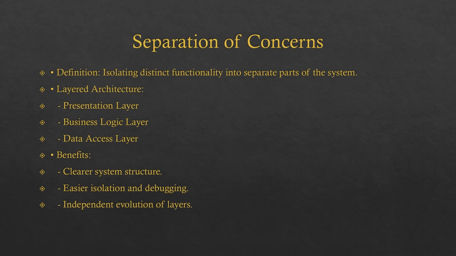Next, let's talk about separation of concerns. This principle means organizing our system so that different concerns like user interface, business logic, and data storage are kept separate. One common approach is to use a layered architecture where each layer handles a distinct responsibility.